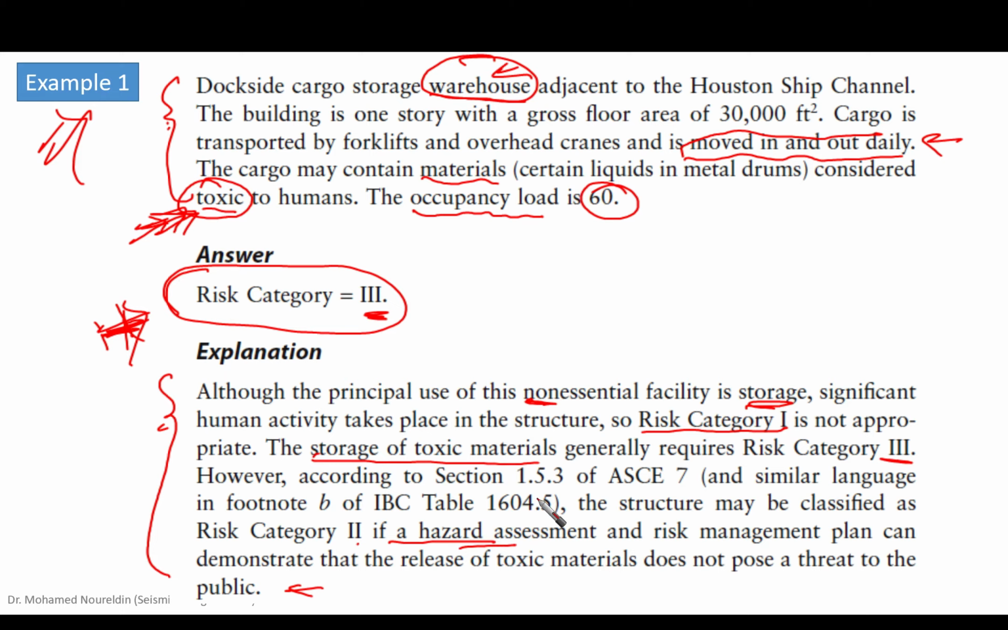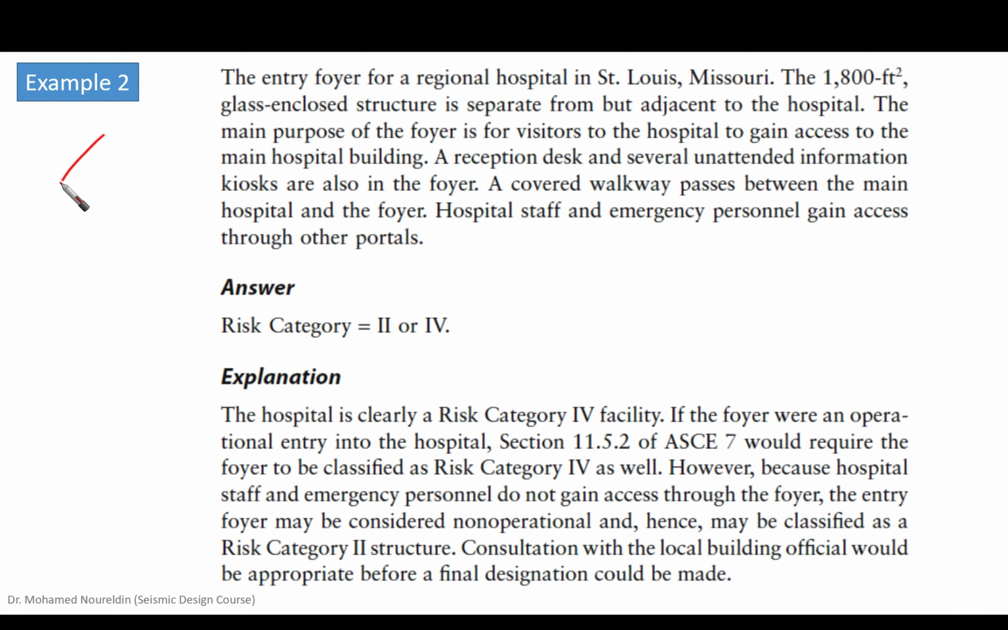Okay, now let's go to another example. The entry foyer for a regional hospital in St. Louis, Missouri. The 1,800 square foot glass-enclosed structure is separate from but adjacent to the hospital. Take care, it is adjacent to the hospital. The main purpose of the foyer is for visitors to the hospital to gain access to the main hospital building.